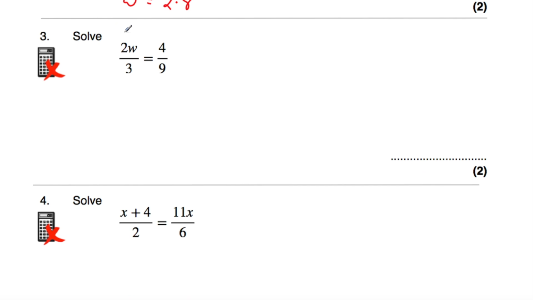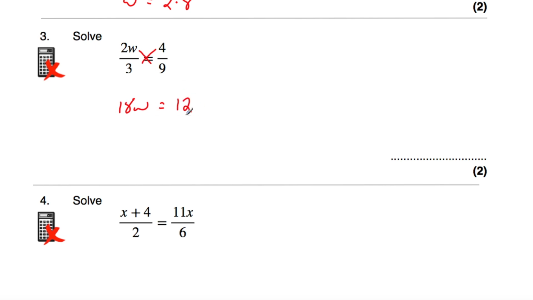Question number 3, we've been asked to solve 2w over 3 equals 4 ninths. Here we've got a fraction equaling another fraction, so we can use cross multiplication. This numerator times that denominator, 2w times 9 would be 18w, because 9 lots of 2w would be 18w. And then this numerator times that denominator, 4 times 3 is equal to 12. So 18w equals 12.